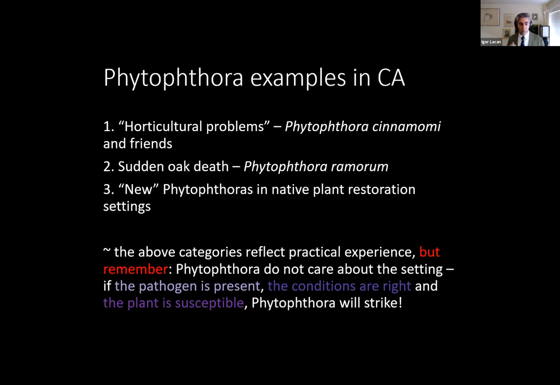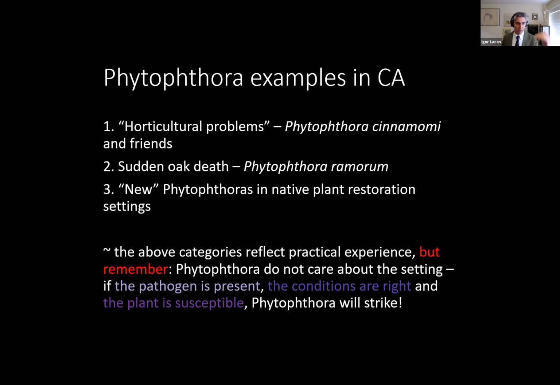The second example will be Phytophthora ramorum, sudden oak death. And what's interesting about that is that it's a single species of Phytophthora that causes that disease. So it's a little bit different than some of these other ones. And then the third example will be some of the new species of Phytophthora. Not only are the species new, but they're also showing up in a new setting. They're showing up in restoration plant nurseries.